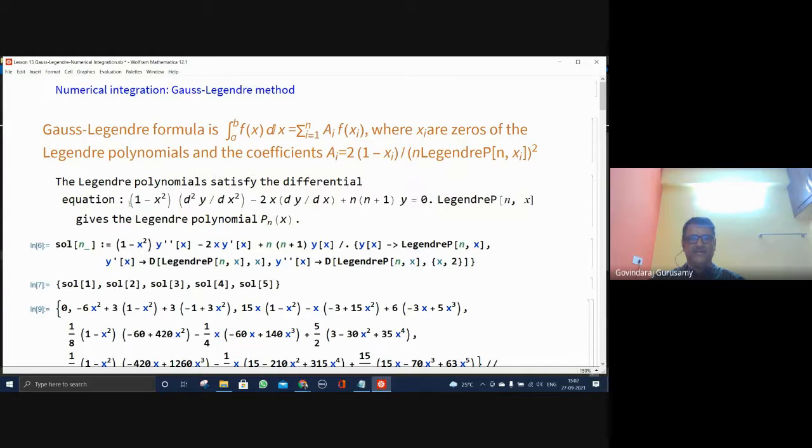So this has some speciality. This is again a second order differential equation, but it's a special kind. That gives the Legendre polynomial, and there are multiple roots. Okay, what is the actual meaning of that?